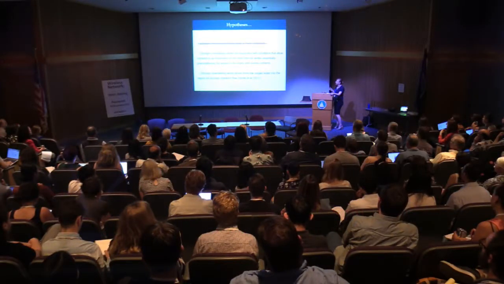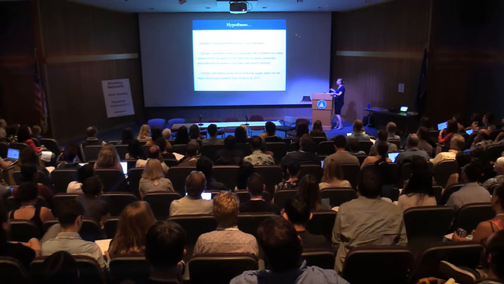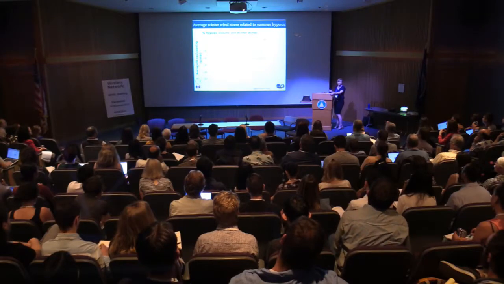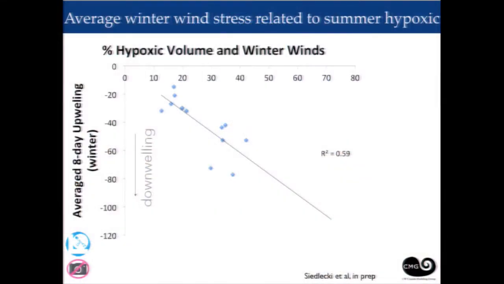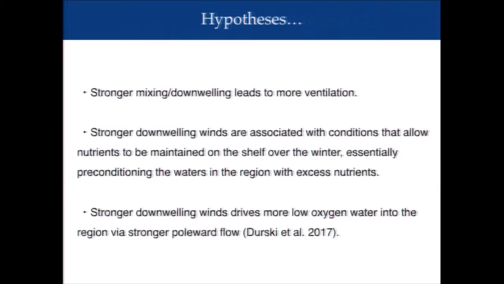So I'm going to eliminate the first one right off the bat because the direction of the trend is opposite to what you would expect if that was the case. So what we're seeing is that with more intense downwelling winds, you have higher hypoxic volume the following summer. So that is the opposite direction to what you would expect for ventilation to be the answer. I'm also going to eliminate this last one as a possibility because we've looked at transport in a bunch of different ways. I'm not going to show you that. I'm happy to talk to you about it later, but it has not related in our simulation years to the hypoxic volume on the shelf.